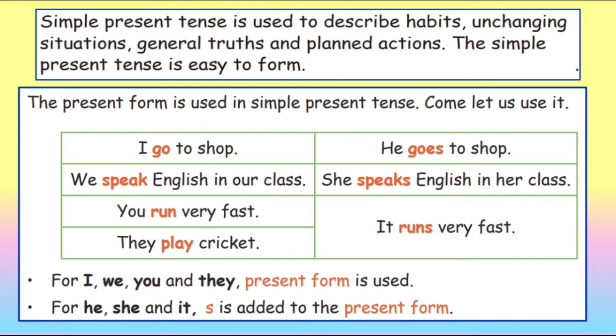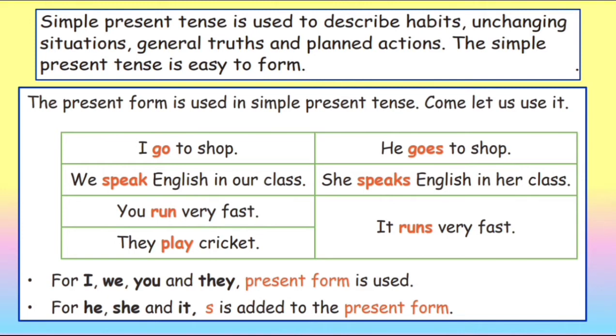What is a general truth? General truth means like the sun rises in the east, the sun sets in the west, the sky is blue. So when the situation does not change, we call it a general truth. And planned actions like, for example, today is a class test, tomorrow is a holiday or something like that. So these are called planned actions. They always follow the present form. Let's see an example here.